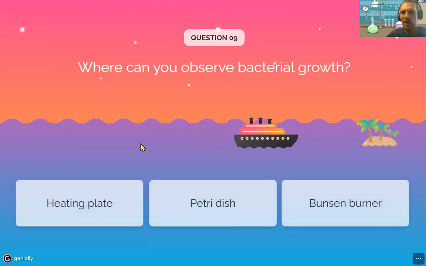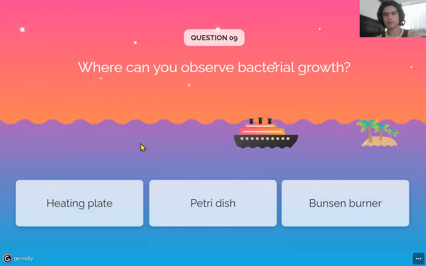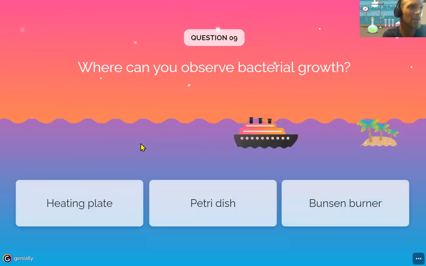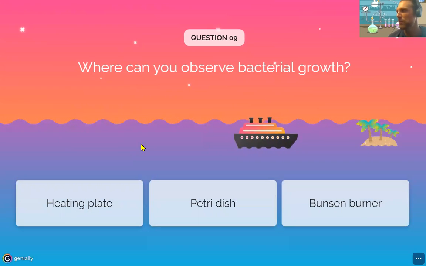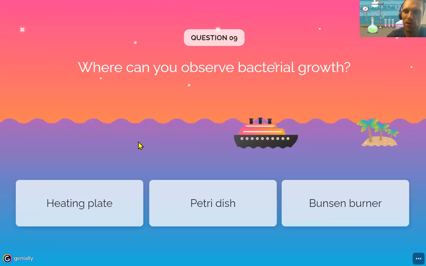Adrian, how would you observe bacterial growth? In a petri dish. Okay, yes, indeed. A petri dish can be like a small circular dish, can be made of plastic, can be made of glass. And we usually add some agar to it, which is made of algae, and this is like nutrition for the bacteria that grow.